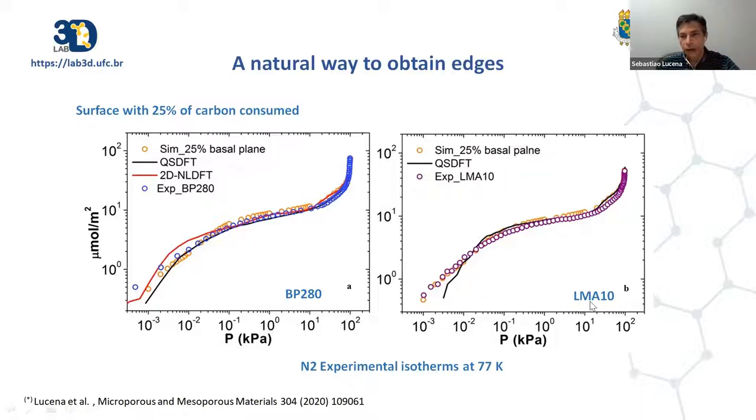When you test the LMA10 activated carbon, we get a very good fit. The experimental isotherm, the purple circles, almost coincides with the orange circles of our model. You can see the quenched solid DFT in the black line.